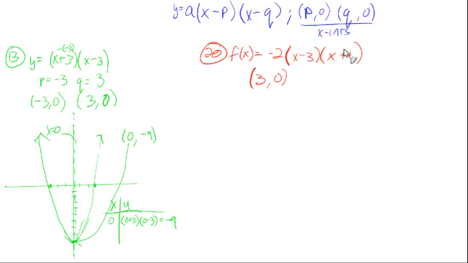But here, we need to make sense of this. What's being subtracted here? X minus what? X minus negative 4. Minus a negative 4 is the same as plus 4. So we can see that q will be negative 4. So we'll have an x-intercept at negative 4 comma 0. Right. So 3 comma 0 and negative 4 comma 0. Okay, great. So we found a couple of x-intercepts.